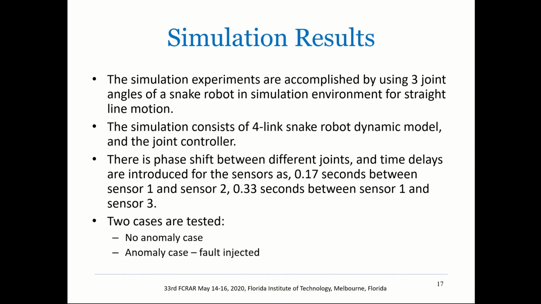For simulation results, the simulation experiment was accomplished by using 3 joint angles. There is a phase shift between the different joints, and time delays are introduced for all the sensors, where there's a 0.17 second time delay between sensor 1 and 2, and a 0.33 second time delay between sensor 1 and 3. The 2 cases are the following, where there is no anomaly, and then there is an anomaly where the fault is injected.